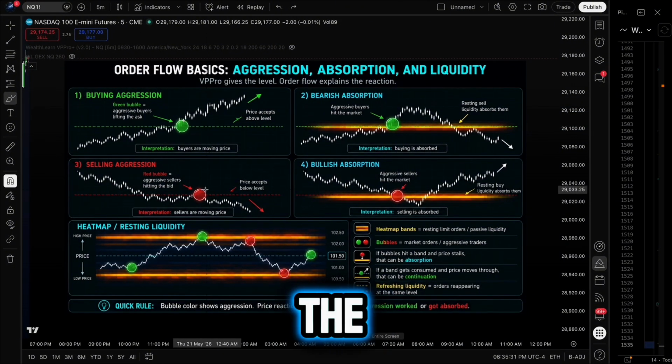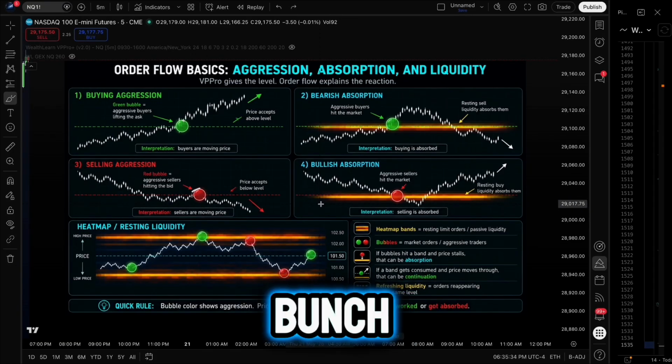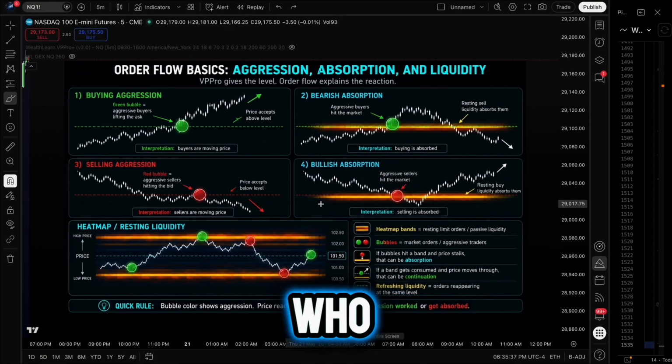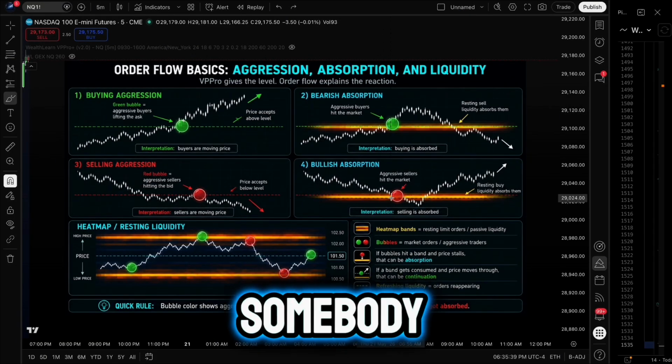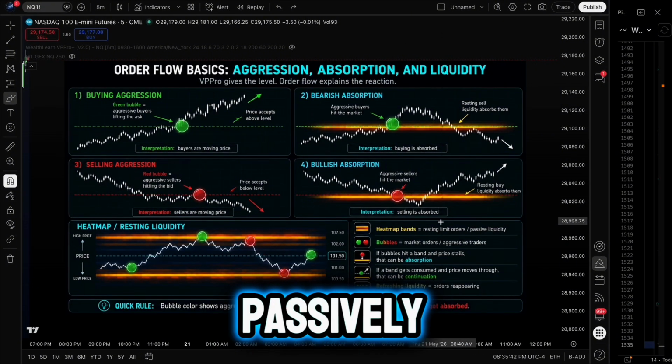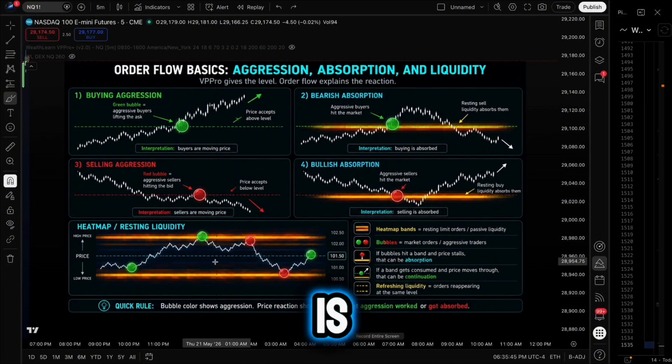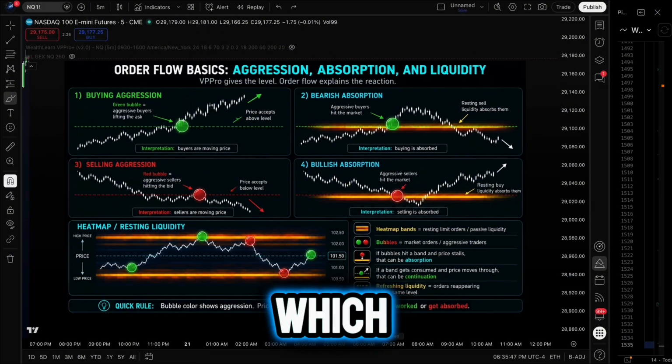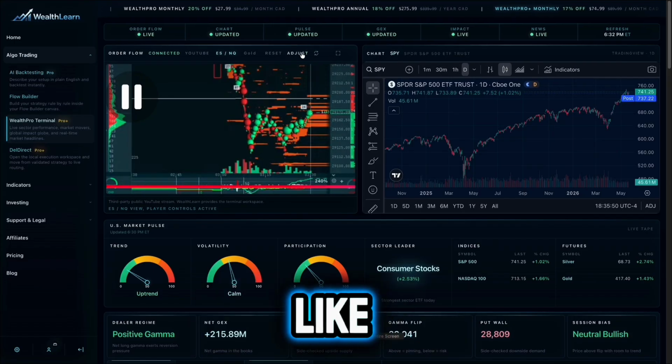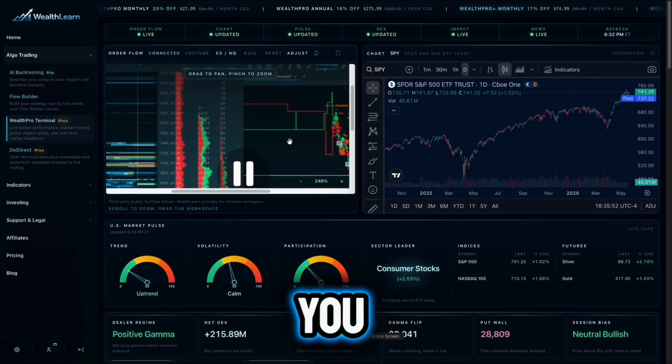It's the same exact thing on the sell side. Red circle signifies a bunch of aggressive sellers getting into the market, a ton of people who want to sell. If the price still isn't going down, somebody is filling those orders passively. A resting limit order or passive liquidity is often visualized as these little heat map bands, which once again seem really complicated on a chart like this, but are really easy to understand once you have this visual painted out in your mind.